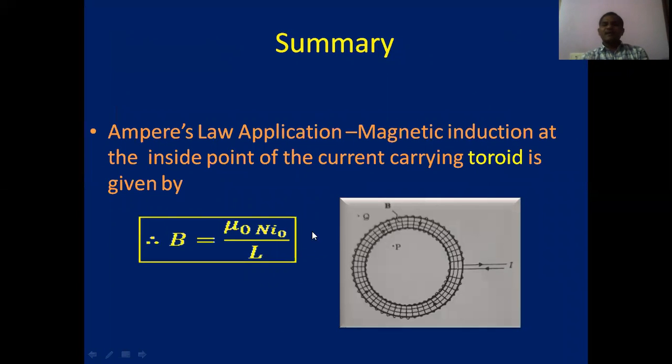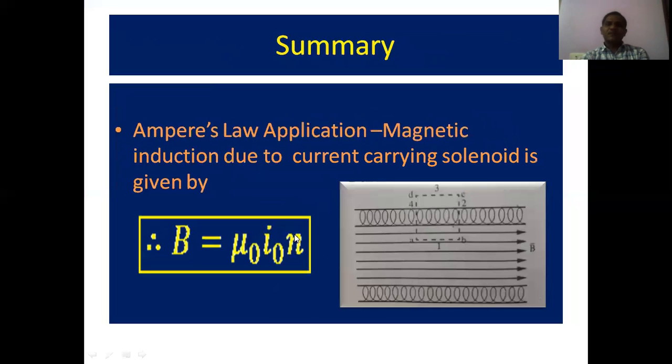This is the magnetic induction field inside the toroid at any point, that is B equals mu naught n I naught by L. After that, we covered the field due to the current carrying solenoid. Inside at any point, the magnetic induction field strength B equals mu naught I naught n.